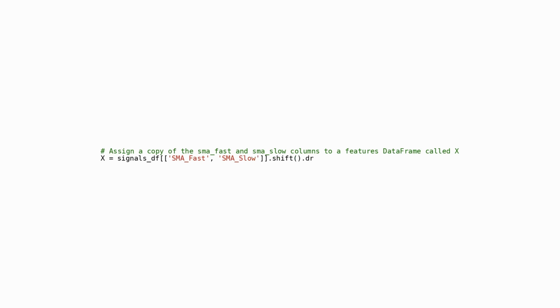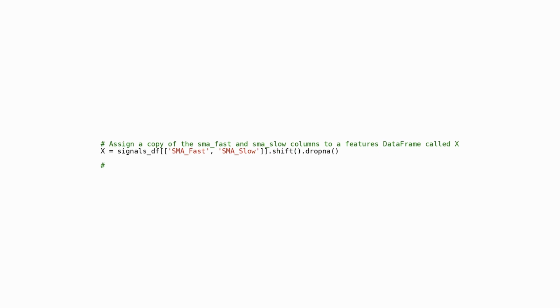The provided code snippet is designed to prepare a features data frame called X to be used in a machine learning model or data analysis context. Specifically, it is taking two columns SMA_fast and SMA_slow from an existing data frame named signals_df and assigns a copy of them to a new data frame called X. Prior to the assignment, the .shift method is applied to both columns, which moves their data down by one row, effectively introducing a lag of one time period to the values. This is typically done to avoid look-ahead bias in time series analysis where the model or analysis should only use information available up to that point in time.